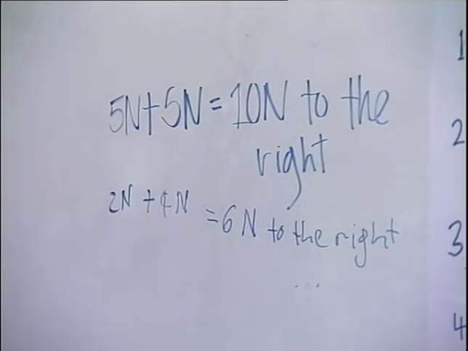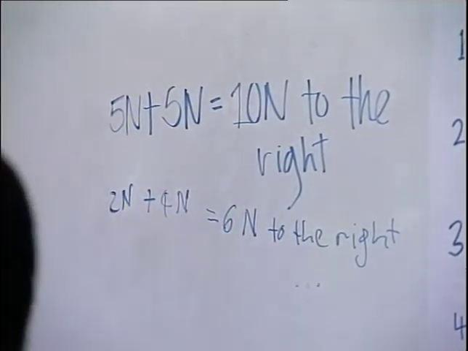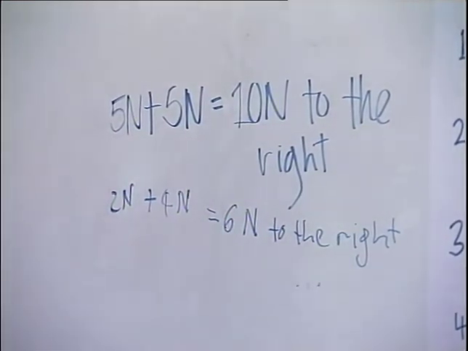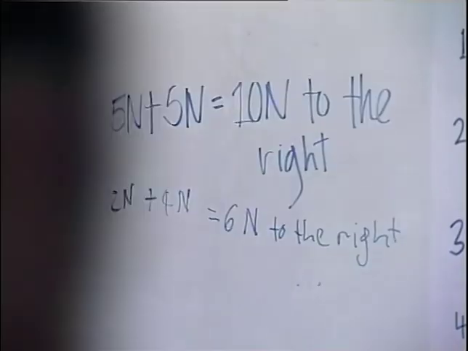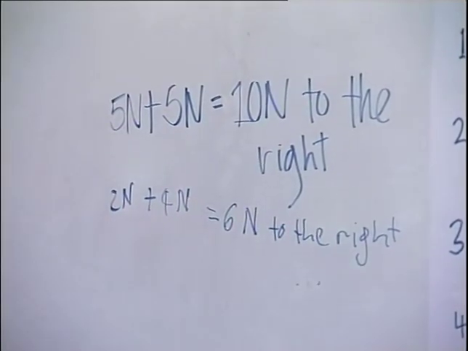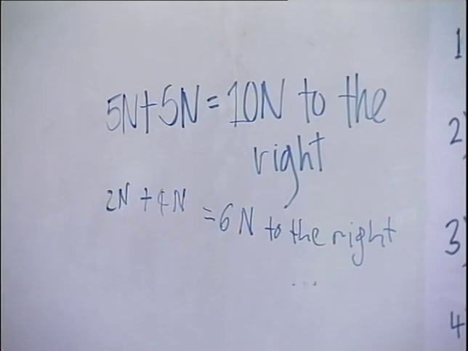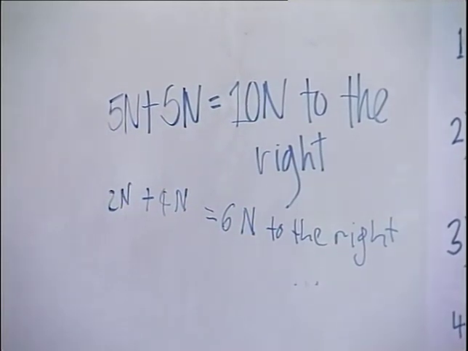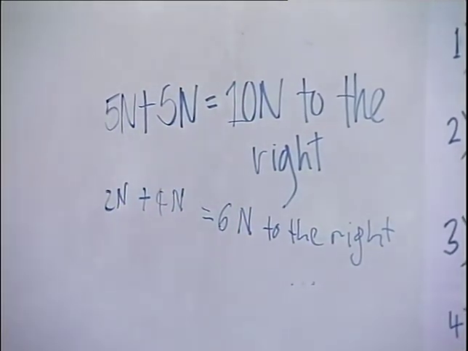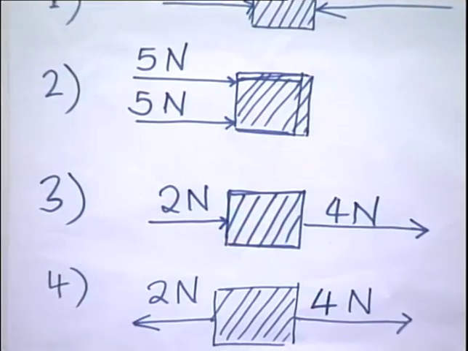Are pointing to the right, so I add both of them, and I end up with 6 newtons to the right. Okay, good. So you have 2 newtons both acting on the same object towards the right, so it'll be 2 plus 4, and that will be 6 newtons to the right. Okay, moving on to question number 4.